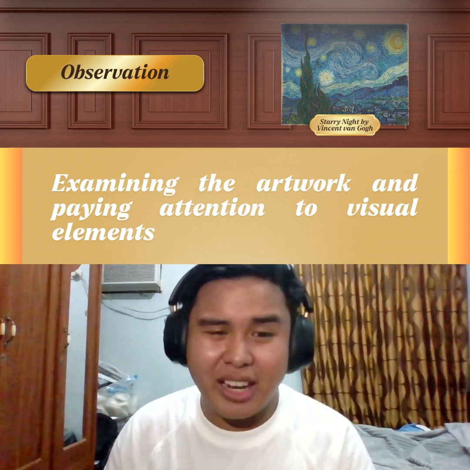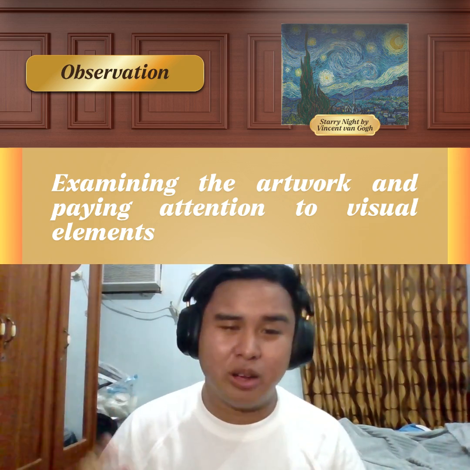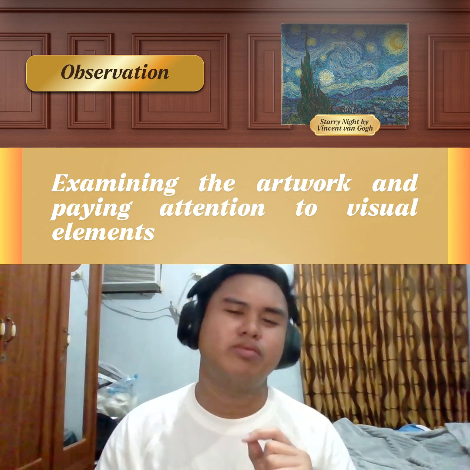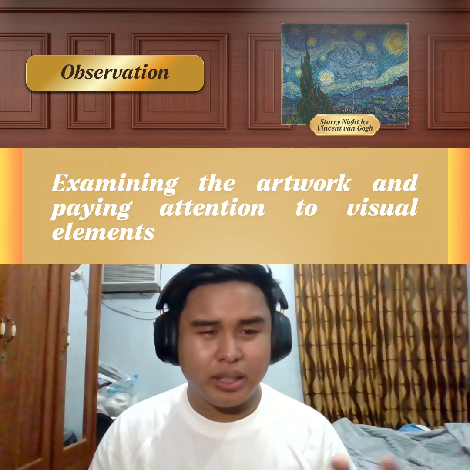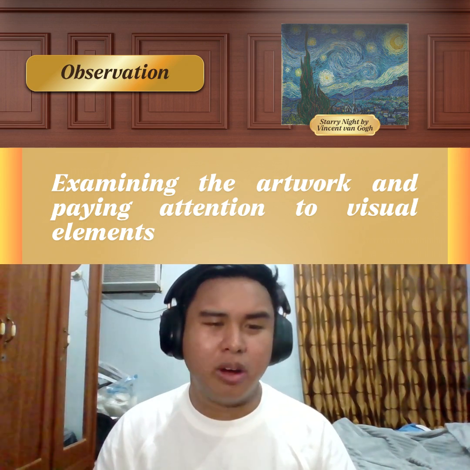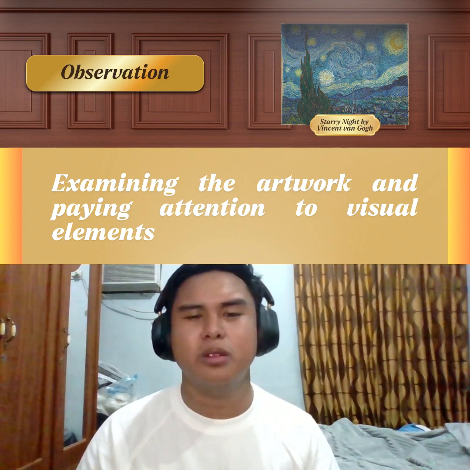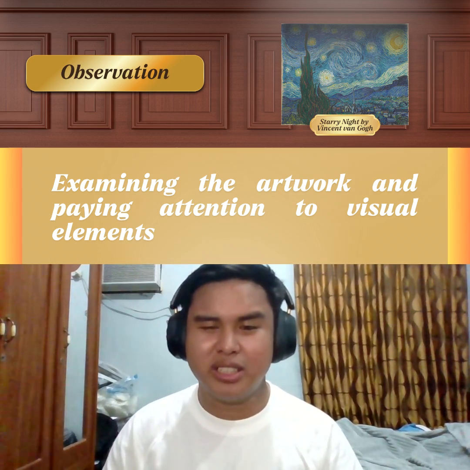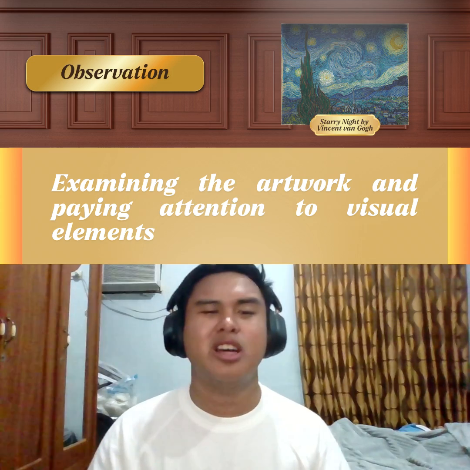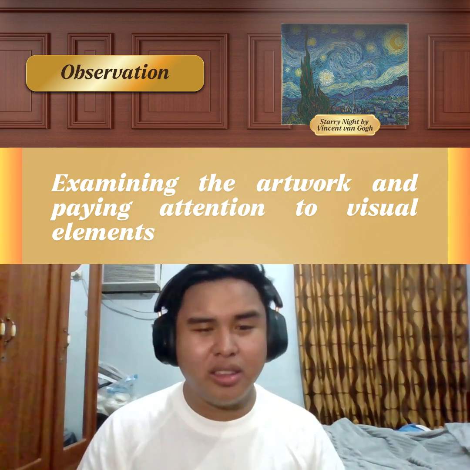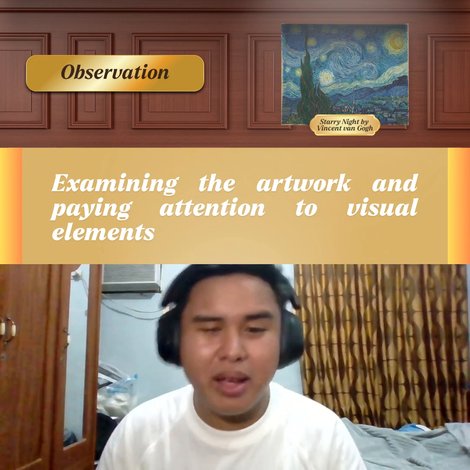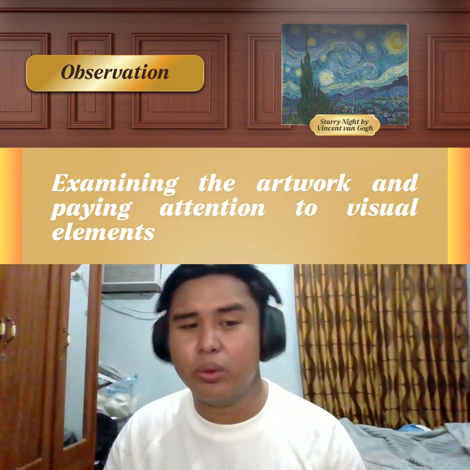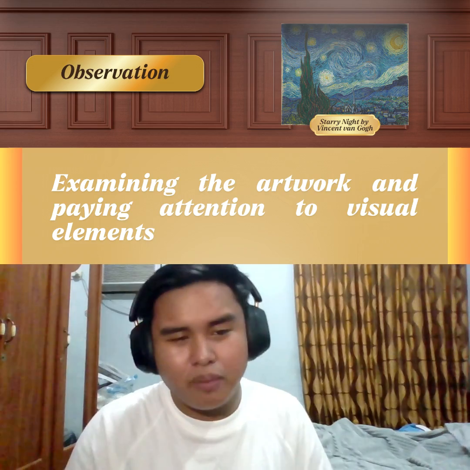The painting shows a night sky filled with swirling clouds, bright stars, and a glowing crescent moon. Below the sky is a quiet village with small houses and a tall church steeple. On the left side, a dark cypress tree stretches upward, reaching into the sky. The brush strokes are thick and visible, giving the painting a textured look. The colors are mainly blue and yellow, with some black and white tones.